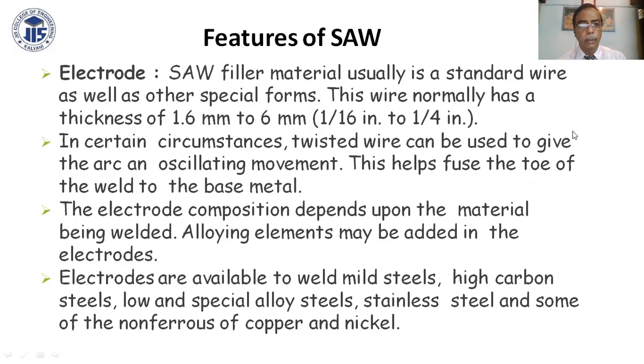Features of submerged arc welding: electrode. Submerged arc welding filler material usually is a standard wire as well as other special forms. This wire normally has a thickness of 1.6 millimeter to 6 millimeter, that is 1/16 inch to 1/4 inch. In certain circumstances, twisted wire can be used to give the arc an oscillating movement. This helps fuse the toe of the weld to the base metal. The electrode composition depends upon the material being welded. Alloy elements may be added in the electrode. Electrodes are available for welding mild steels, high carbon steels, low and special alloy steels, stainless steels, and some non-ferrous copper and nickel alloys.